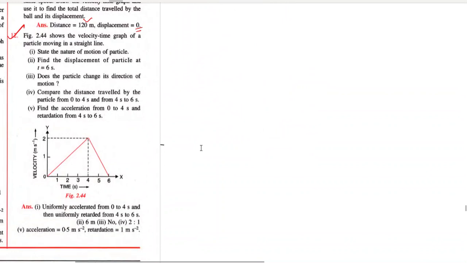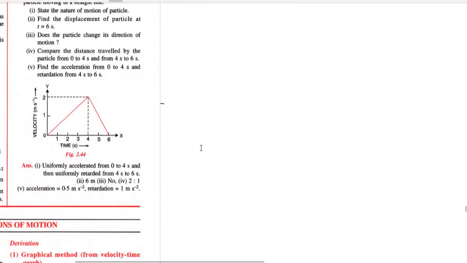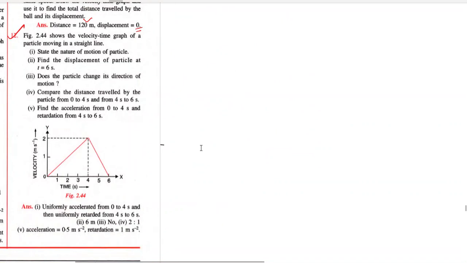Figure 2.44 shows a velocity time graph of a particle moving in a straight line. State the nature of motion of the particle. Since this is a velocity time graph with an inclined line and a declined line, if I name the points A and B, I can see that OA and AB are the two parts of this motion, one inclined and one declined. So basically the motion is accelerated motion. The motion is uniformly accelerated.